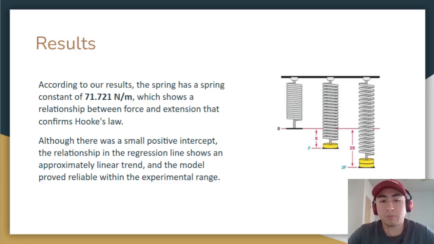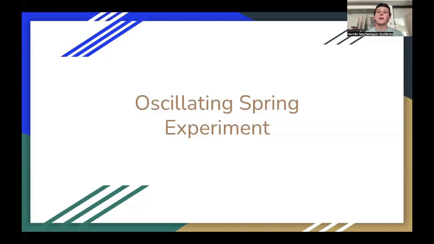Although there was a small positive intercept, the regression line shows an approximately linear trend, and the model provides reliable results within the experimental range.